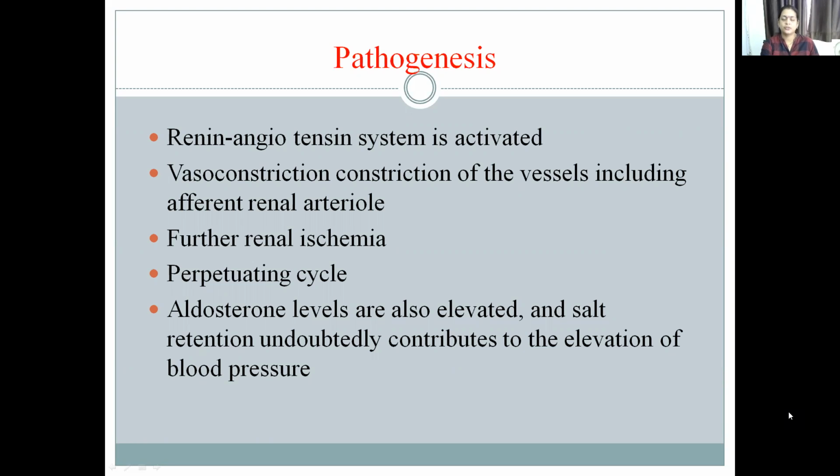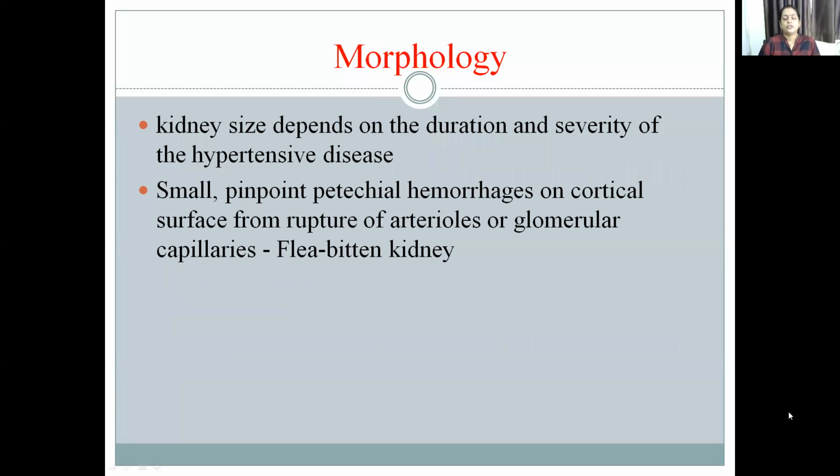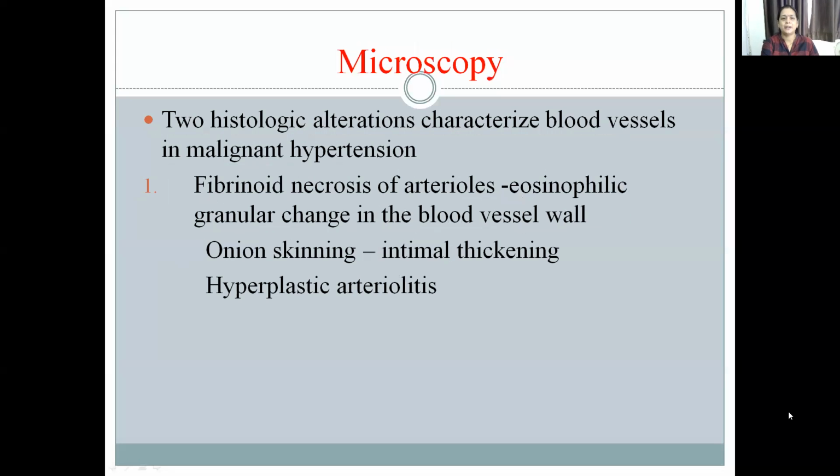Because of that, aldosterone will cause salt and water retention, which will also contribute to the pathogenesis of increased blood pressure. So morphology: the kidney size depends upon the duration of the hypertension. And in contrast to benign nephrosclerosis, we have a flea-bitten kidney here, that is small pinpoint hemorrhages that occur on the cortical surface of the kidney. In benign nephrosclerosis, only the granular surface is there. Here it is called a flea-bitten kidney.